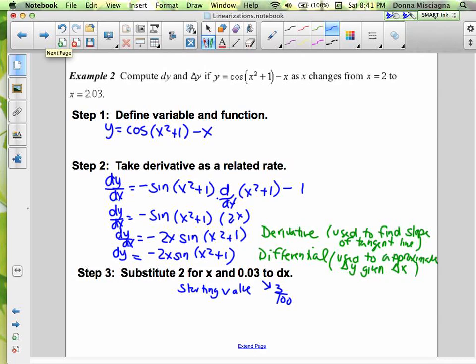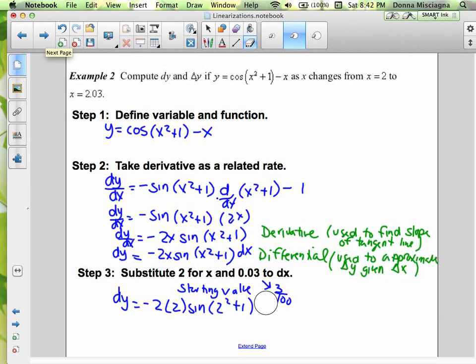All right, so we have dy, the change in y. Change in y equals negative 2 times 2, not 10, 10 was the last problem. 2 times 2 sine of 2 squared plus 1. Well, this isn't going to be a pretty number. And then, oh, sorry, we forgot dx up here. And then dx, and the dx is 3/100ths. We'll simplify this as much as possible. It's not going to be much.